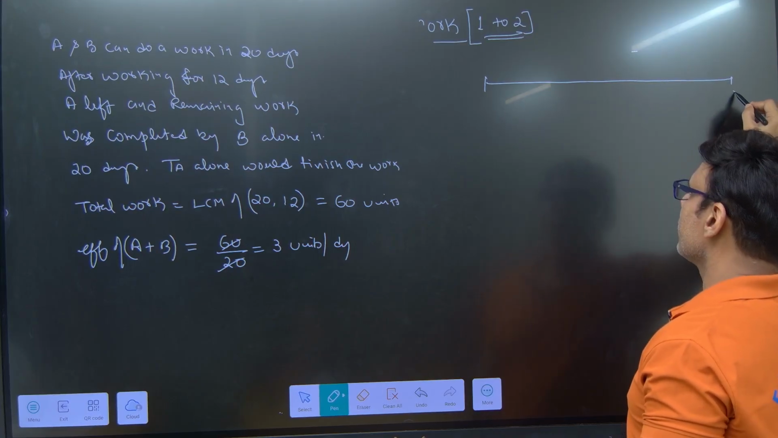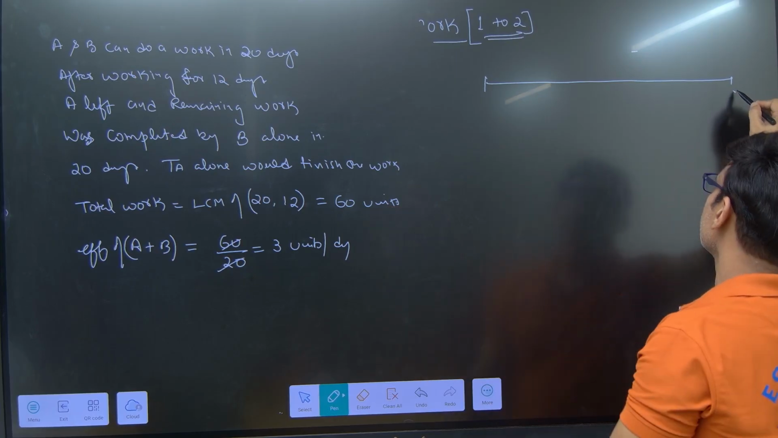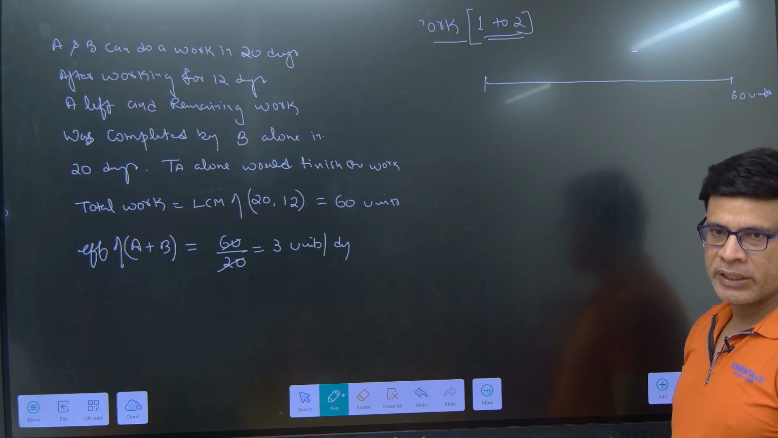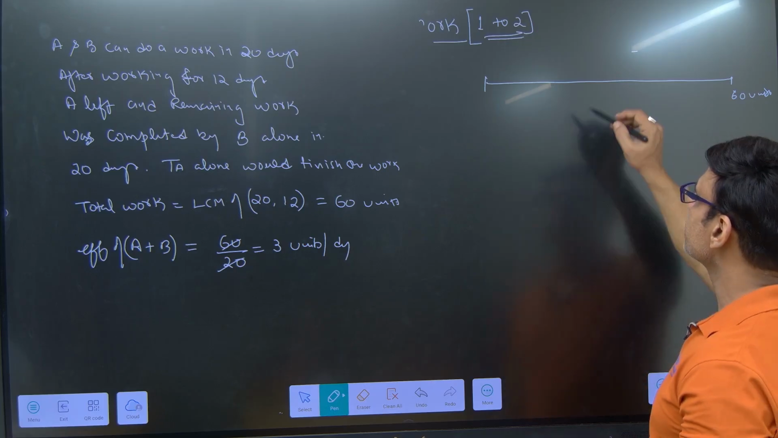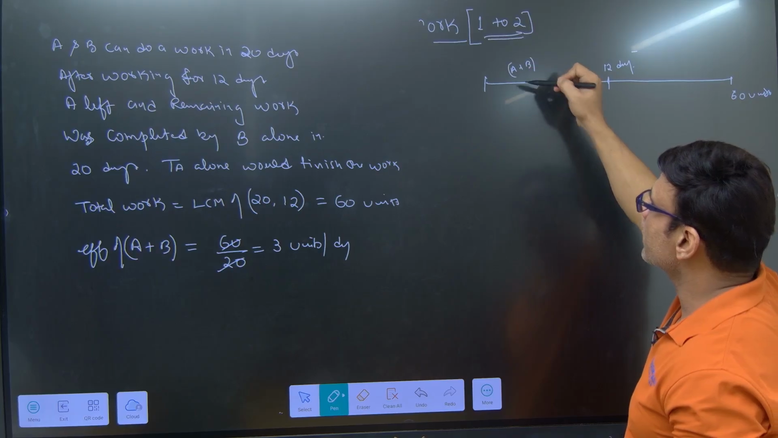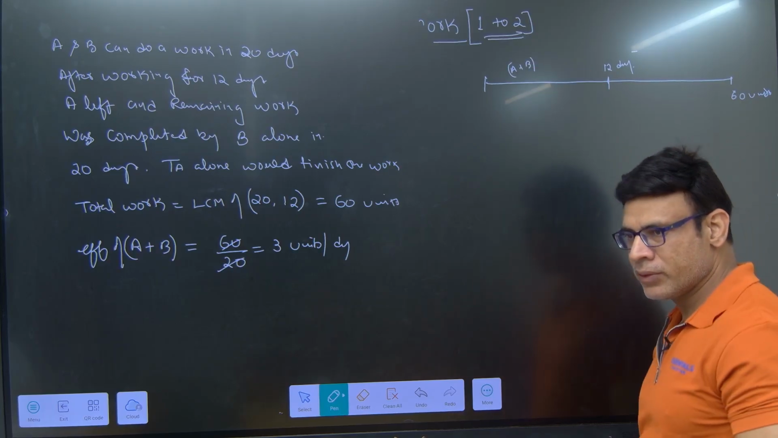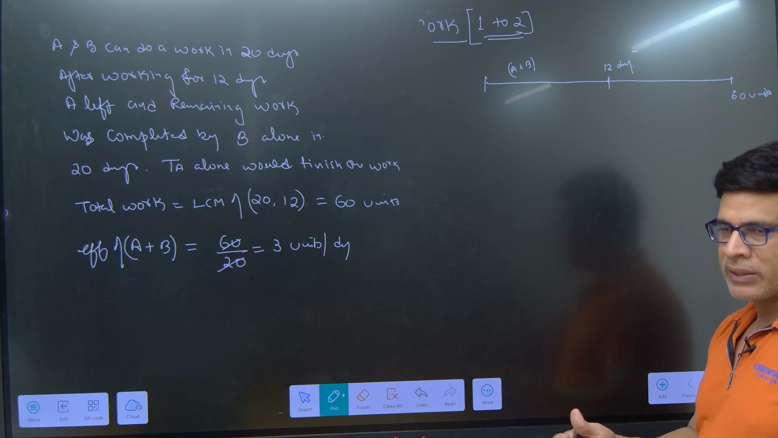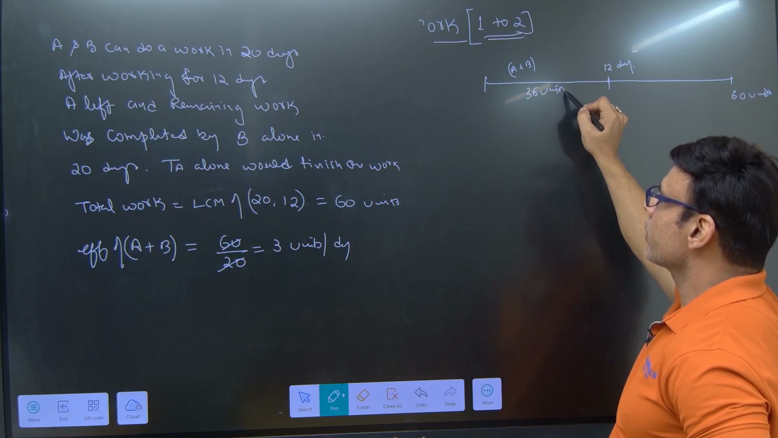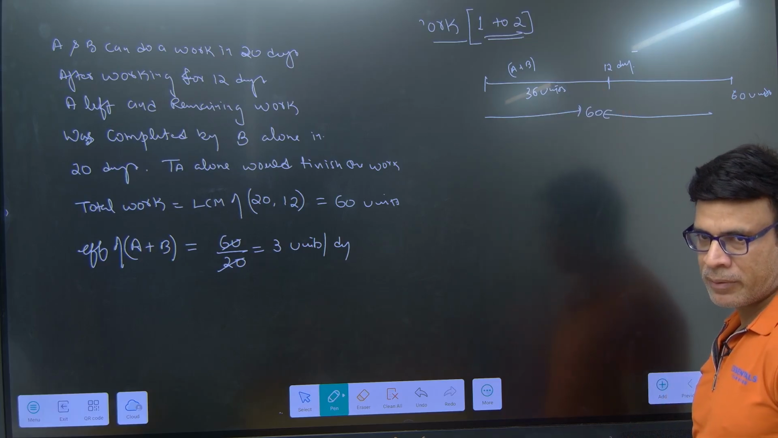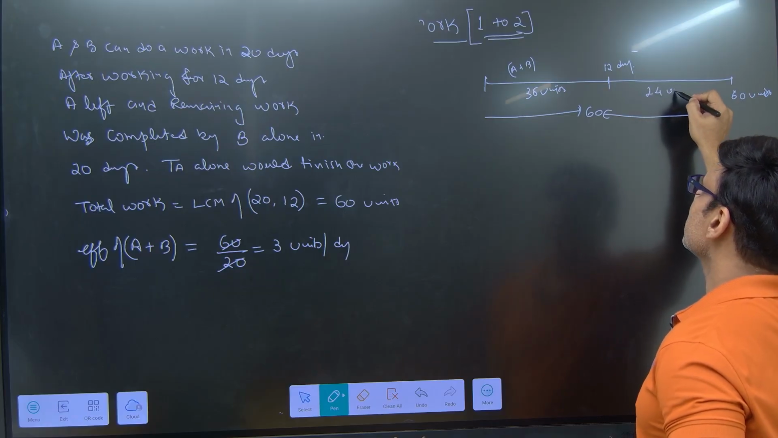Total work will end here, which will take 20 days, and total work is 60 units. So write 60 units here. Clear? A and B worked together for how many days? 12 days, right? So write somewhere here 12 days, ऊपर days लिख दो. In these 12 days, A and B have worked together. What is their combined efficiency? 3. So in 12 days, how many units of work will they do? 36. Per day they are doing 3 units, for 12 days they will do 36. So यहाँ पर they finish 36 units together. Out of 60, 36 is already done. How much is left? 24 units.